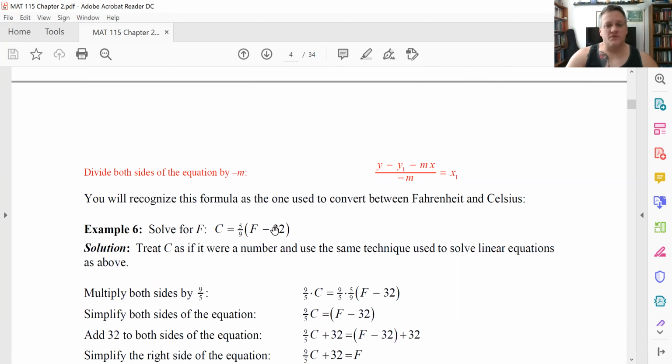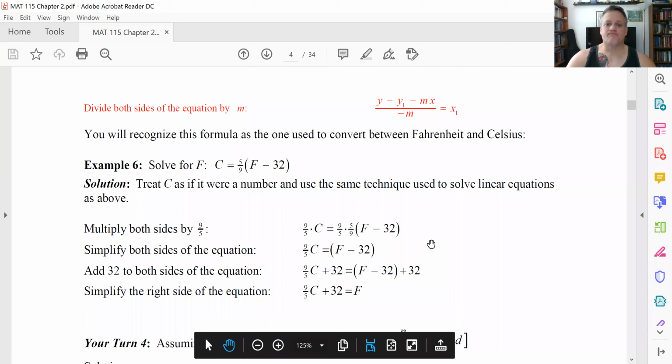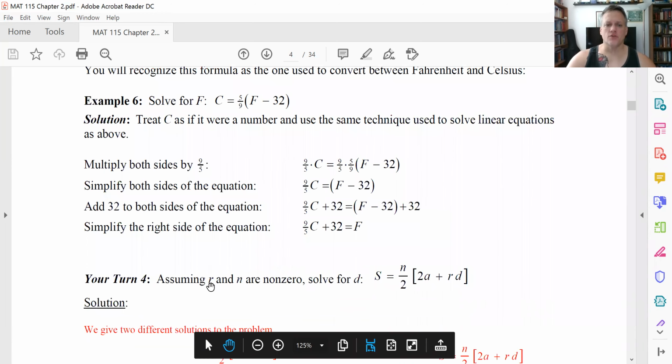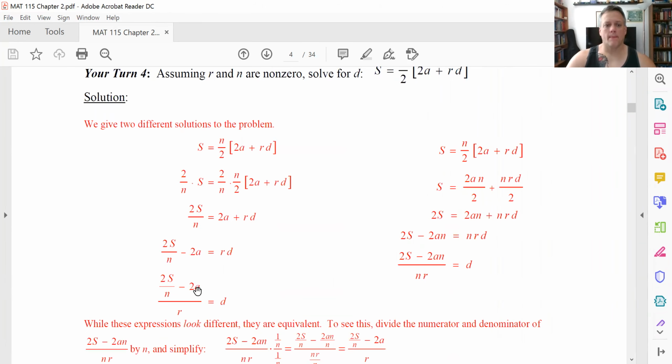Okay. Example 6 is another common formula for Celsius and Fahrenheit. I'll let you go through and look at this one. But it's common to actually have to go from one to the other, especially in chemistry classes. And then your turn 4, I'll let you read on your own.